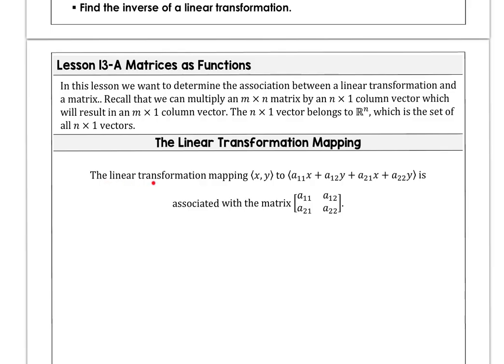First of all, let's think about the linear transformation in 2 dimensions. If we have the first term in X and the first term in Y, row 1, column 1, row 1, column 2, we're adding those together. Row 2, column 1, row 2, column 2, we're adding those together. That's going to be associated with this matrix. Let's explore how that's related.